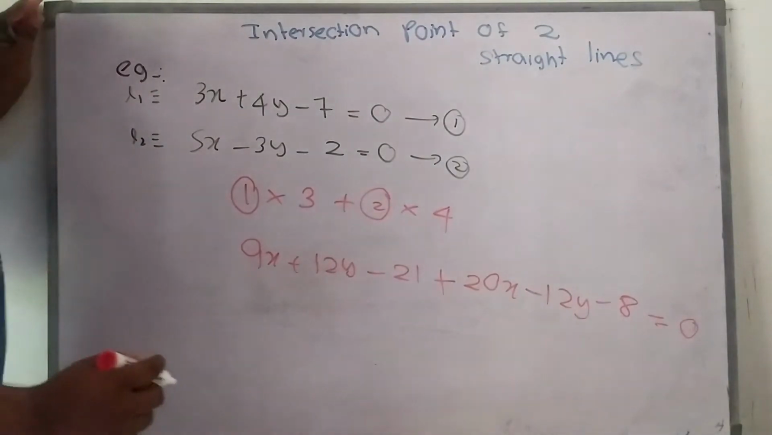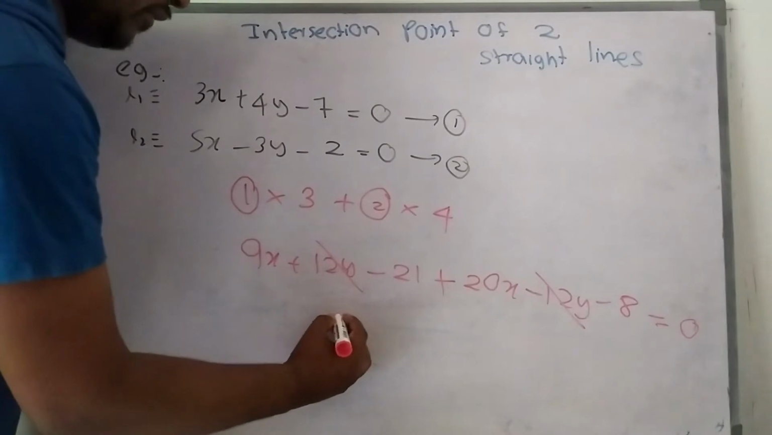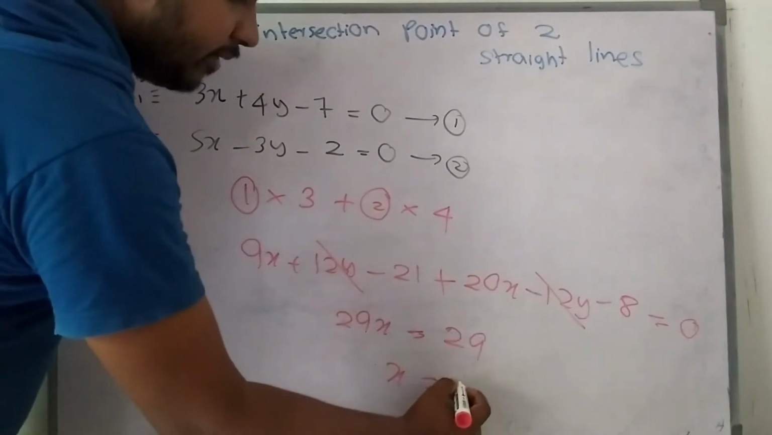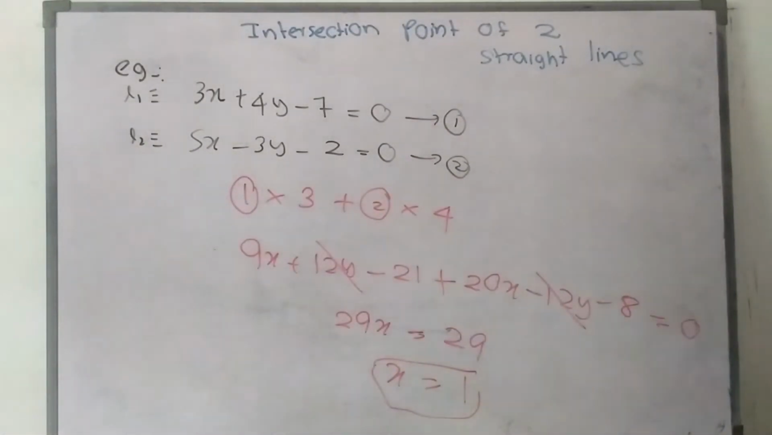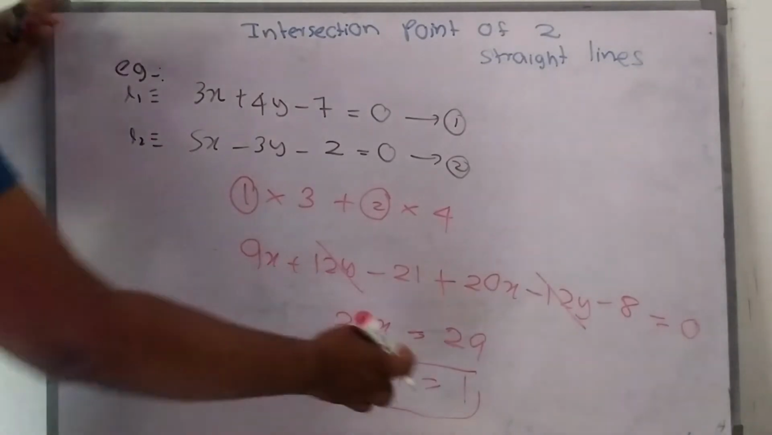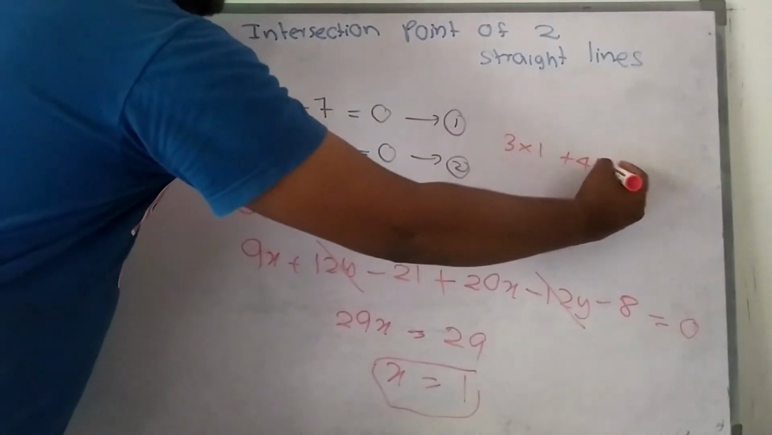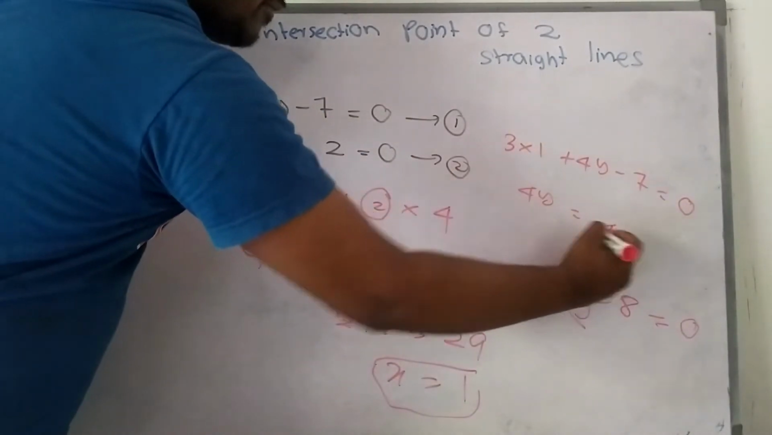Then 12y gets cancelled, 29x equals 29, so x will be 1. So this is the x coordinate of the intersection point. Then how to find y? You have to substitute here: 3 into 1 plus 4y minus 7 equals 0, so 4y equals 4, y equals 1.